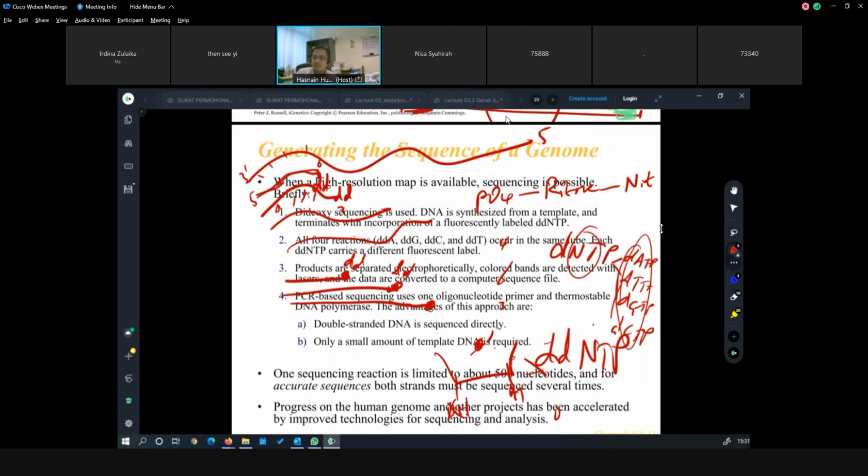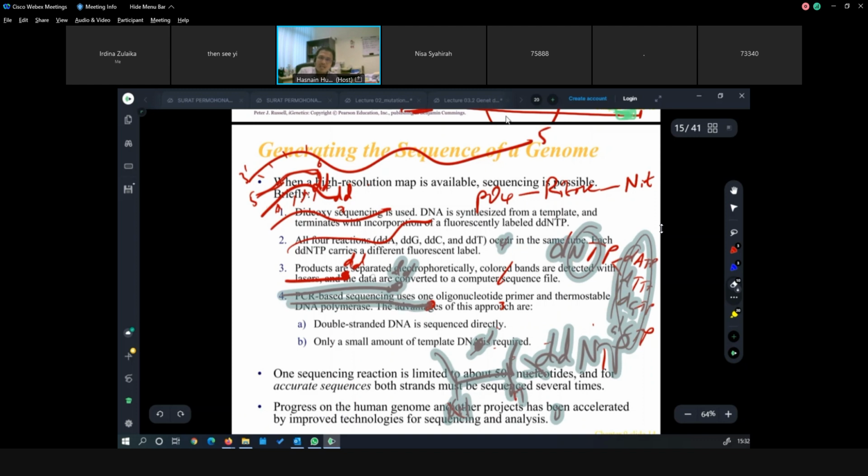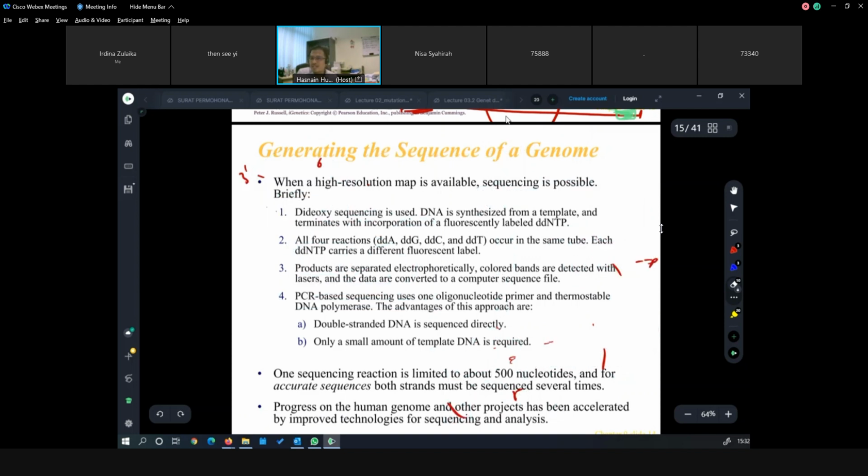So that is the concept of sequencing using the dideoxy sequencing, or in other words, Sanger sequencing. Okay, if you are not that clear about what I am trying to explain, you can go back afterwards and search for Sanger sequencing, or probably type dideoxy sequencing in YouTube. But the concept is that it grows by one and then it stops.